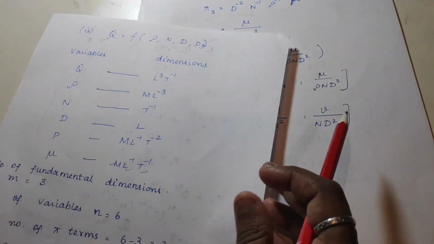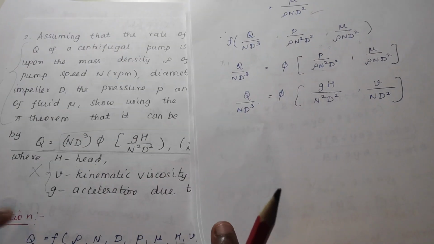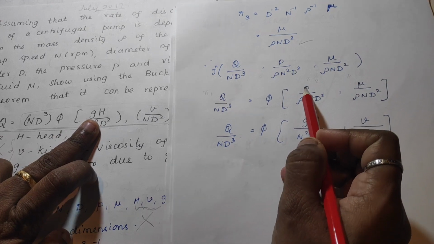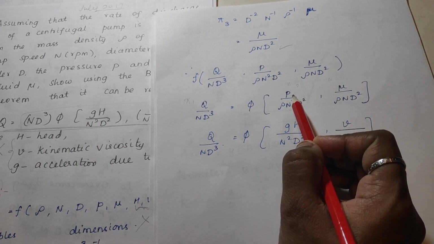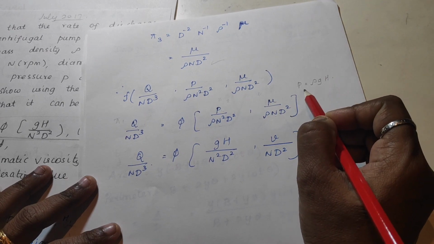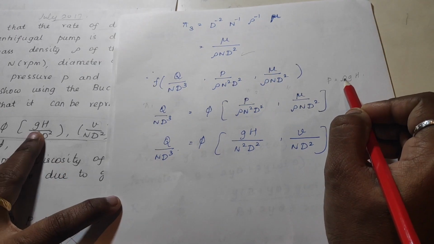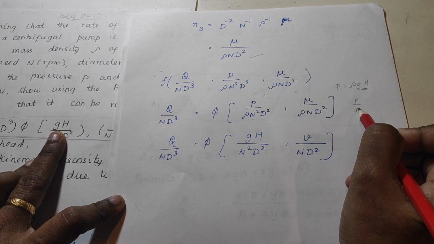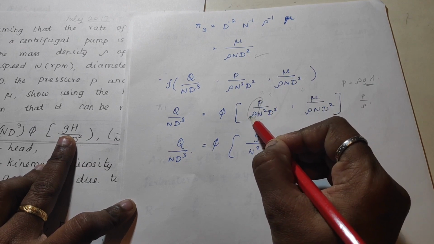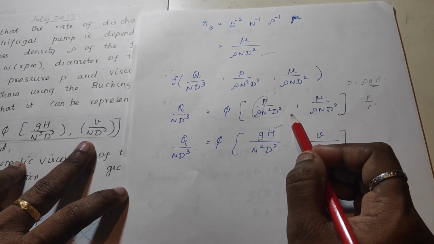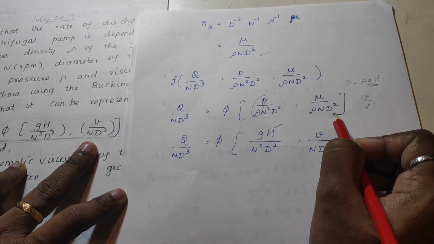But we didn't get the answer. What is our answer? What do they want us to derive? Nd cube is there, GH, but instead of GH we are having pressure. What is pressure? P is equal to rho GH. So we are in need of GH. So GH is equal to P by rho. So here P by rho is there. You have to write it in terms of GH. Clear? And here mu by rho N d square is there.